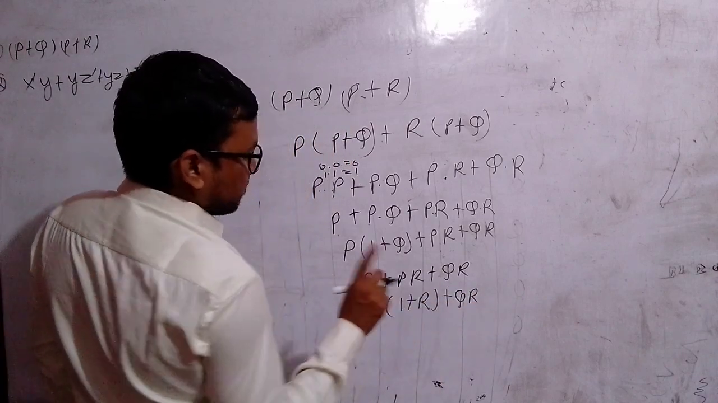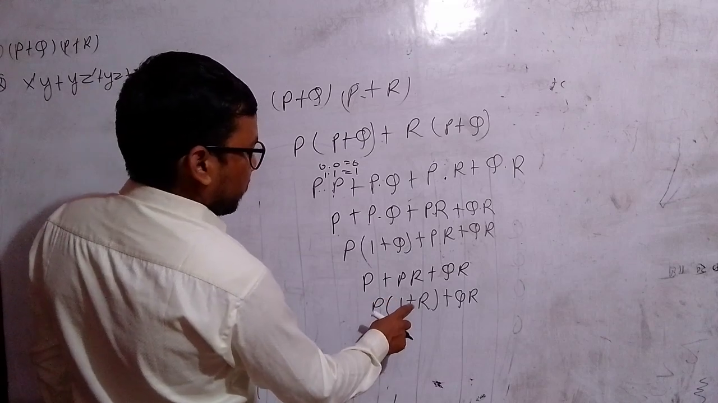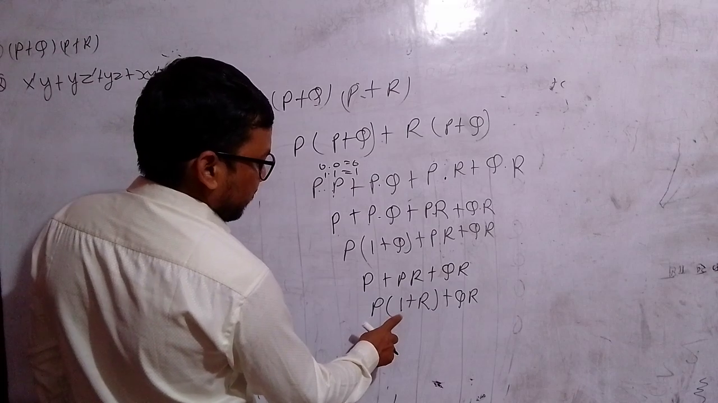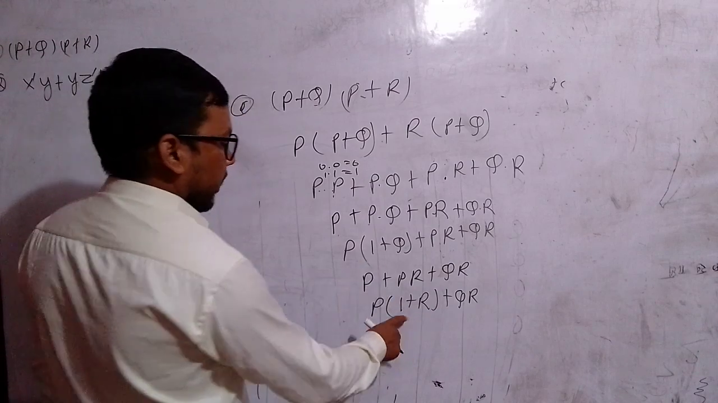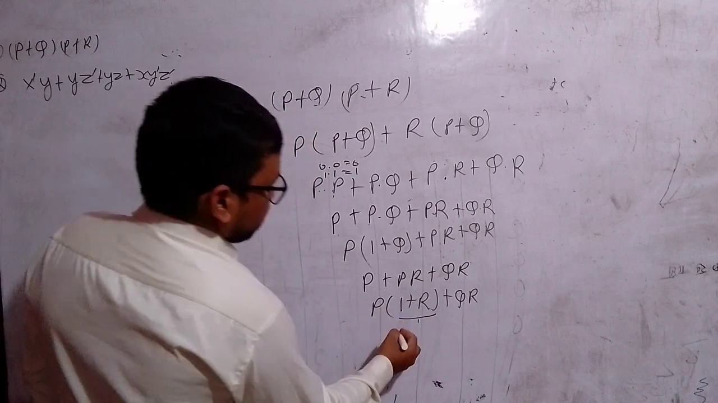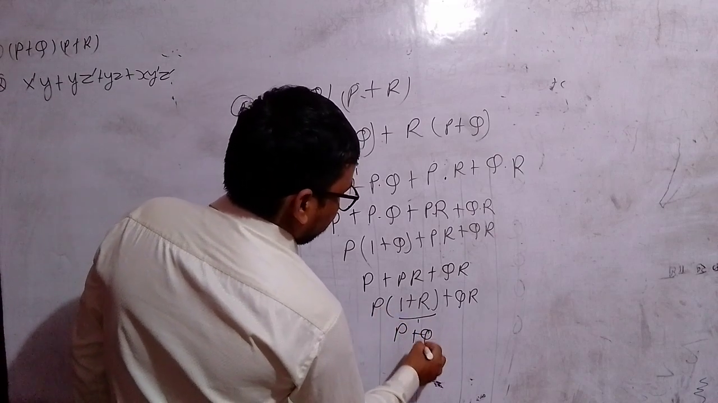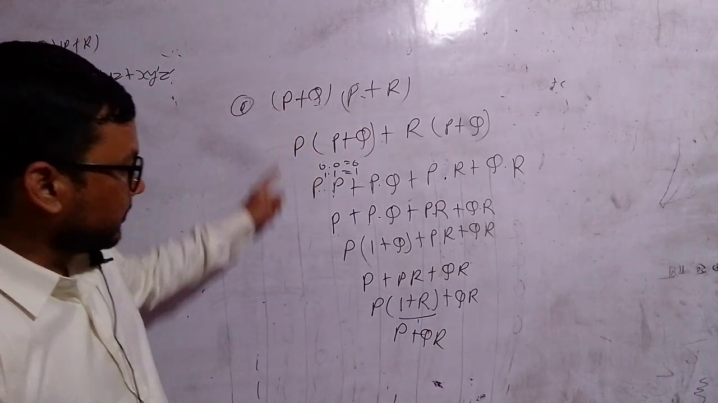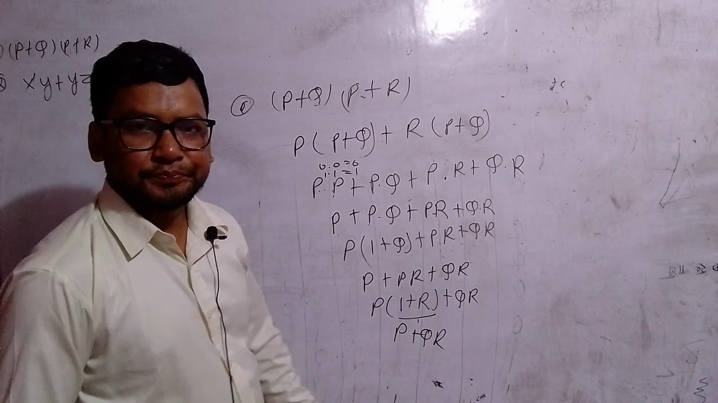1 plus R again gives 1, because for an OR gate, if we get any one input having value 1, then its output will be 1. So this expression would be 1, and P dot 1 gives P plus QR. Now this expression is simplified to P plus QR.